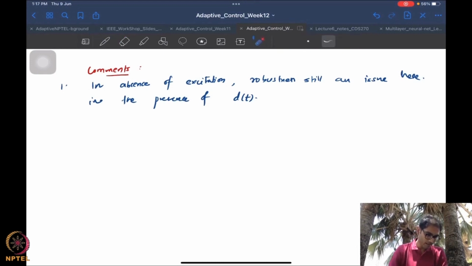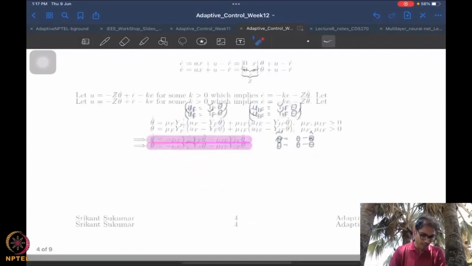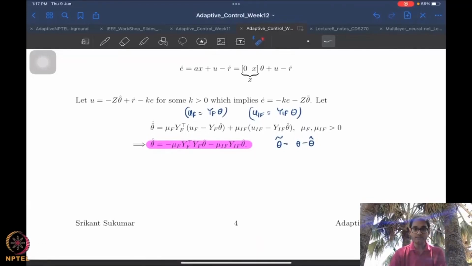If you go back here, this becomes more evident if you look at this. Yes, there are theta tilde terms in this equation, which is nice, just like sigma epsilon modification. But these terms are scaled by YIF and YF transpose YF, and these are only semi-definite at best if you don't have excitation. If you don't have any excitation, then these are only semi-definite, not definite. Therefore, these terms may not contribute to giving you robustness. So this is again a problem.